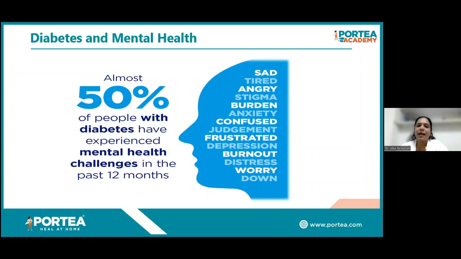50% of people with diabetes will have mental health changes. They will get sad sometimes, tired, will not feel like getting out of bed, angriness. Sometimes they feel it is a burden to them. So much medicine I have to take. I have to go to hospitals all the time. They will not feel like.